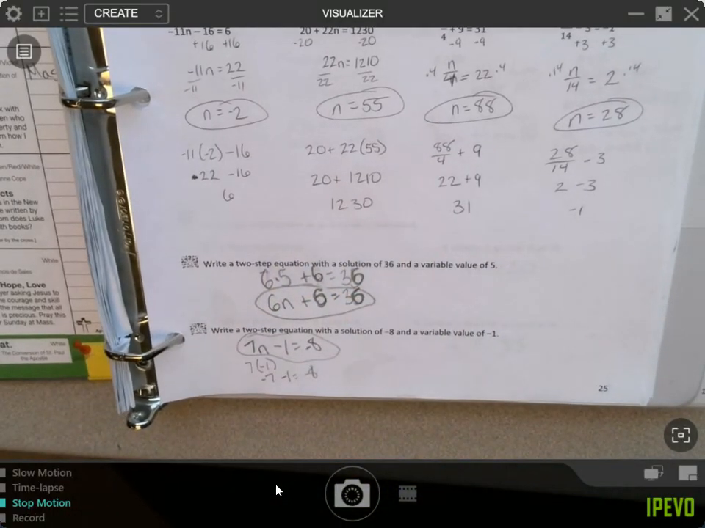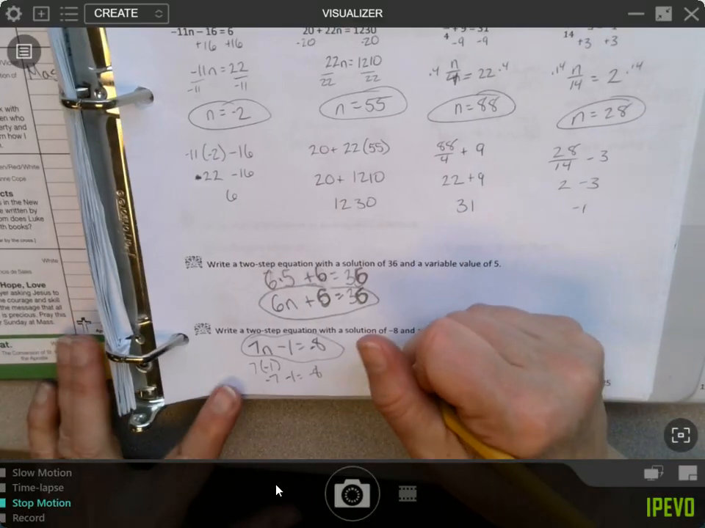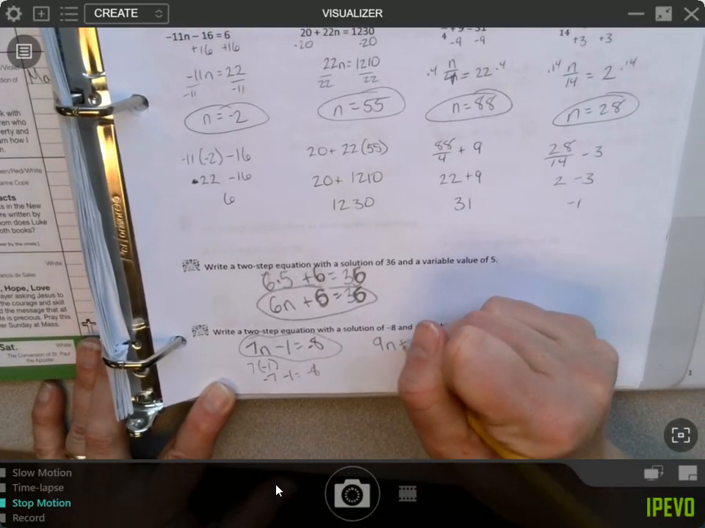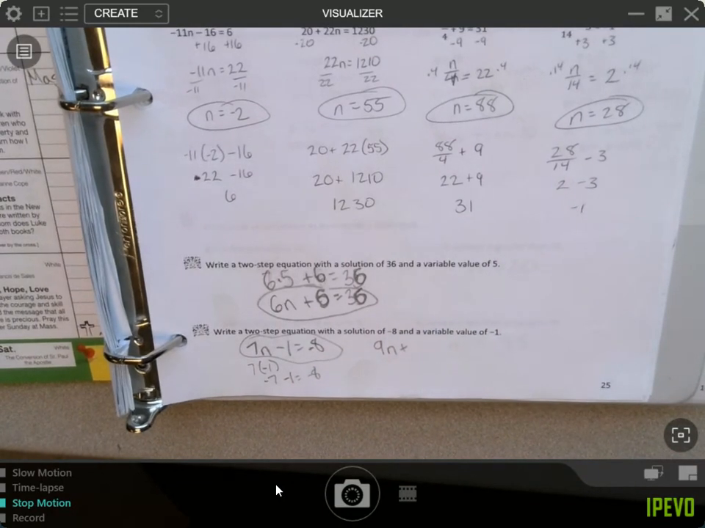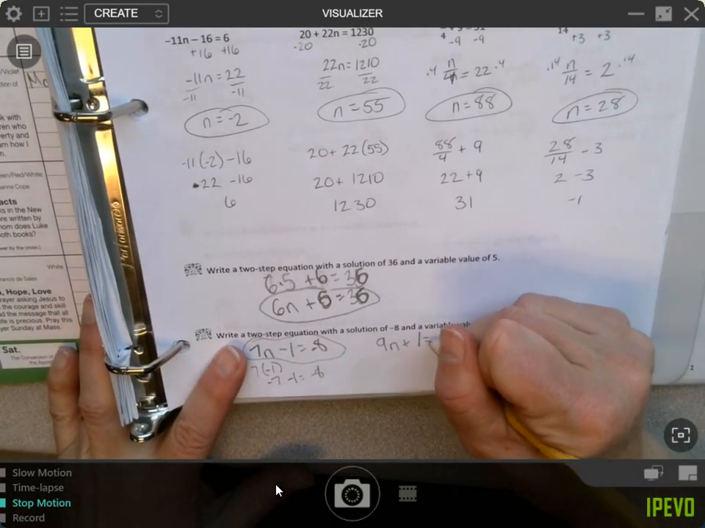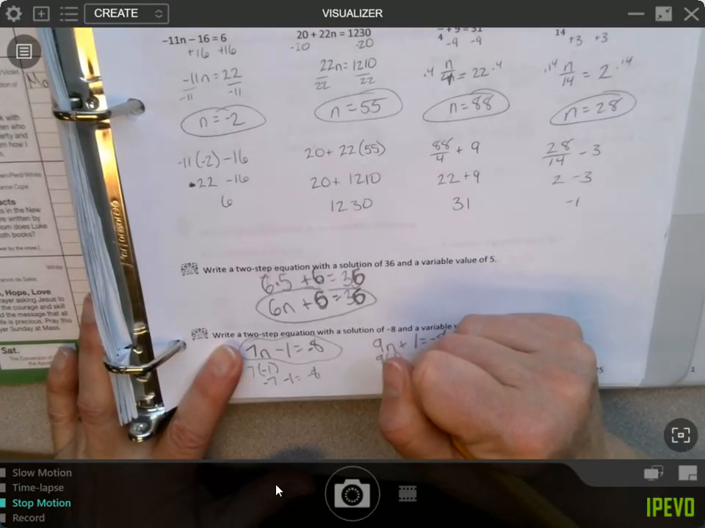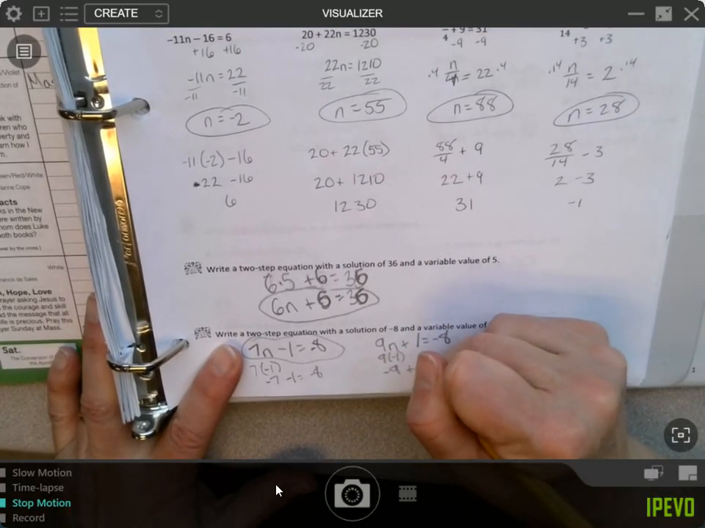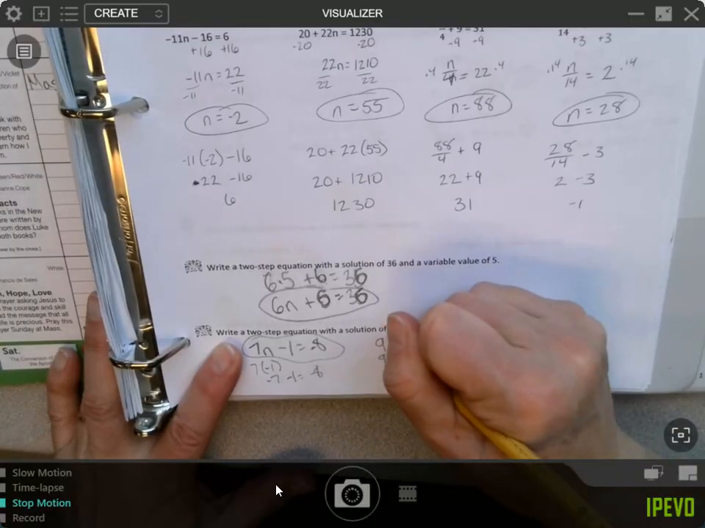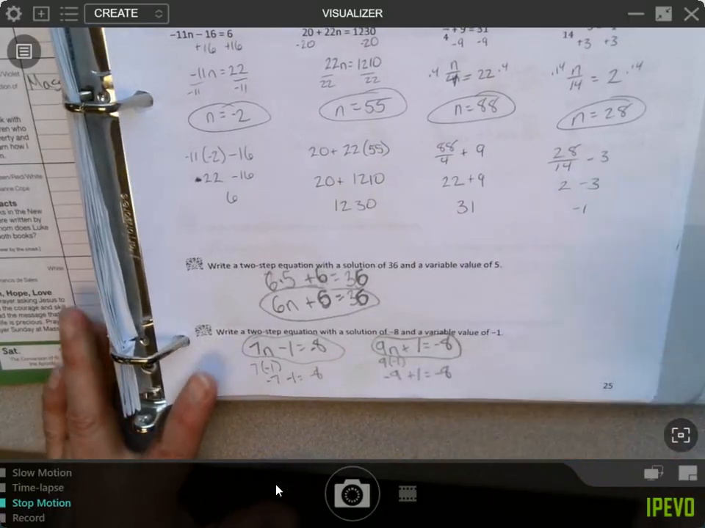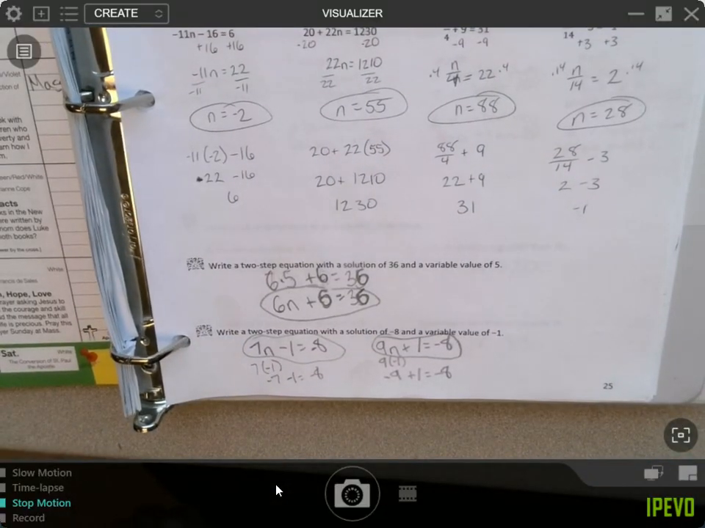Who else had one? Lila. Nine n plus what? Plus 1 equals -8. So if I put in a -1 here, I get -9 plus 1. That does equal -8. That works. Anybody else have one that you wanted me to check?